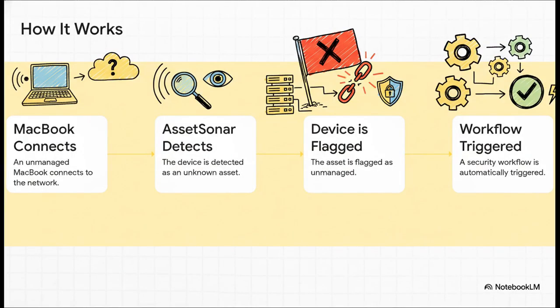So let's rewind and replay that first scenario, but this time with AssetSonar in the mix. The unmanaged MacBook connects. Bam! AssetSonar detects it instantly, and not just as some random network traffic, but as a distinct, unknown asset. This immediately flags it and automatically kicks off your security workflow. Just like that, the unknown becomes known.